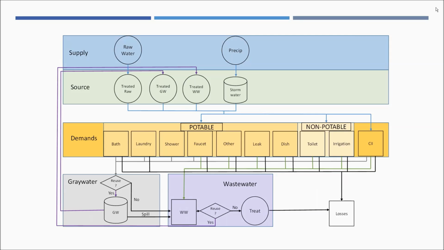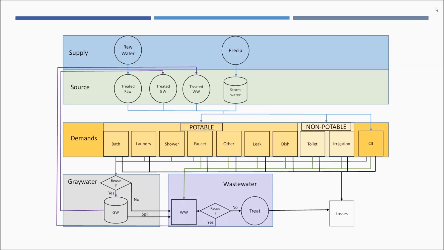This figure shows an overall mass balance for the model. The integrated urban water model is a mass balance based model. You can see there are the various sources at the top, including supply of raw water. Other sources could be treated graywater, treated wastewater, or stormwater. All of those different sources can be used to meet the demands in the yellow box on this page. You can use those to meet potable demands or non-potable demands like toilet flushing or irrigation.